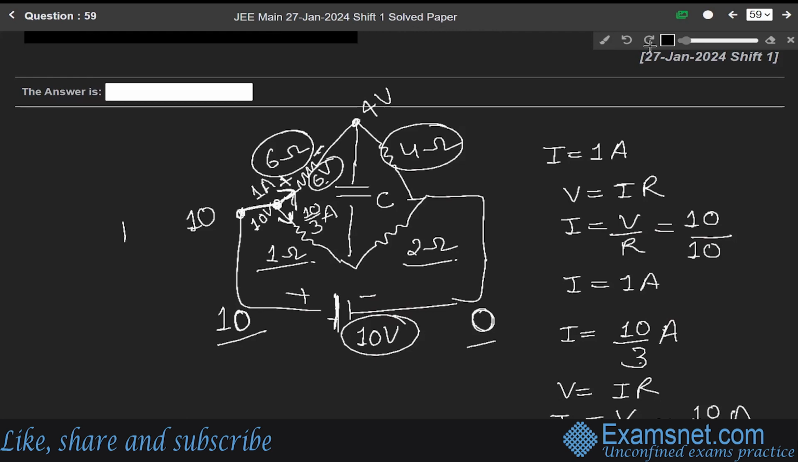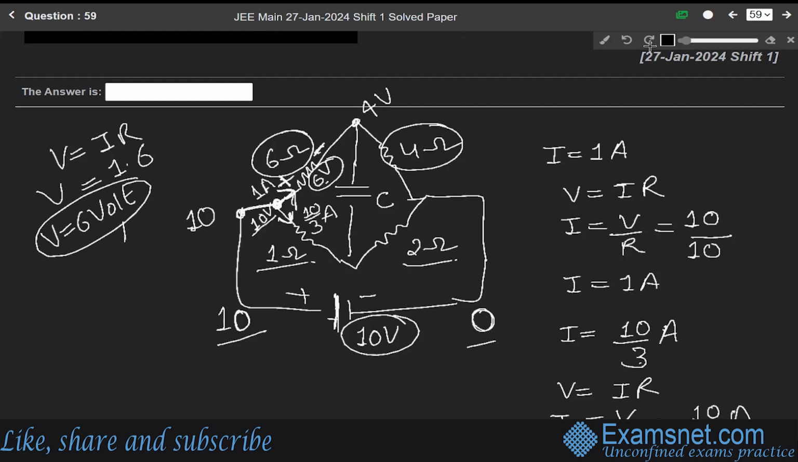This 6, how did this 6 come? Again using Ohm's law, since V equals IR, I is 1, R is 6 ohm, so V will be 6 volt. So the voltage across this resistor of 6 ohm will be 6 volt. At this point the potential is 10 volt.